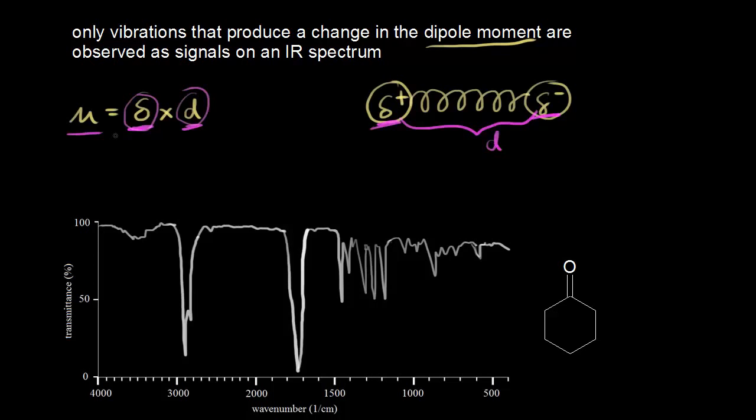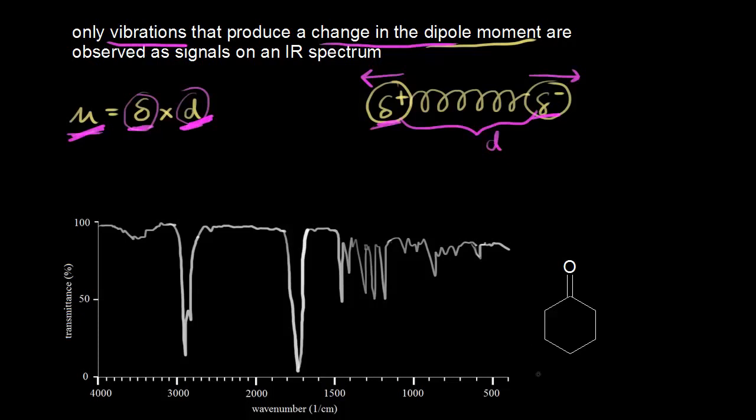If we get a stretching vibration, so if this bond stretches this way, we're obviously going to change the distance, and if we're changing the distance, we're changing the dipole moment. And that's important because only stretching vibrations that produce a change in the dipole moment are observed as signals on your IR spectrum.